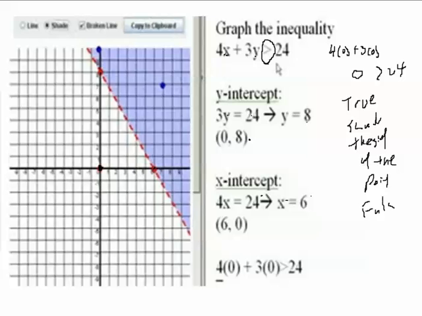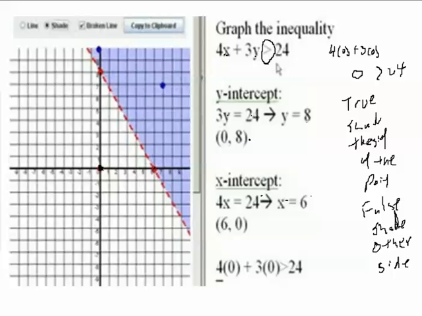False, shade the other side. Does that make sense? I mean, I have to either shade the top half here or the bottom half of this line. If this point doesn't create a true statement, then I want to shade the other side of the line because that's the side of the line that'll give me a true statement every time.